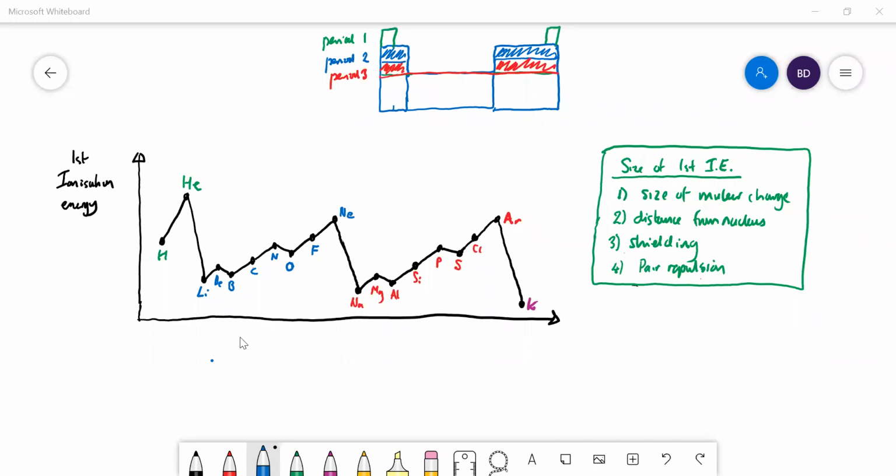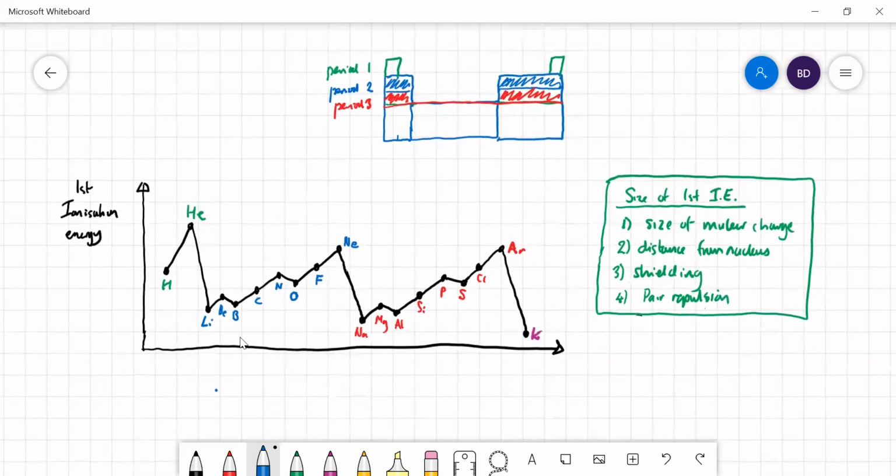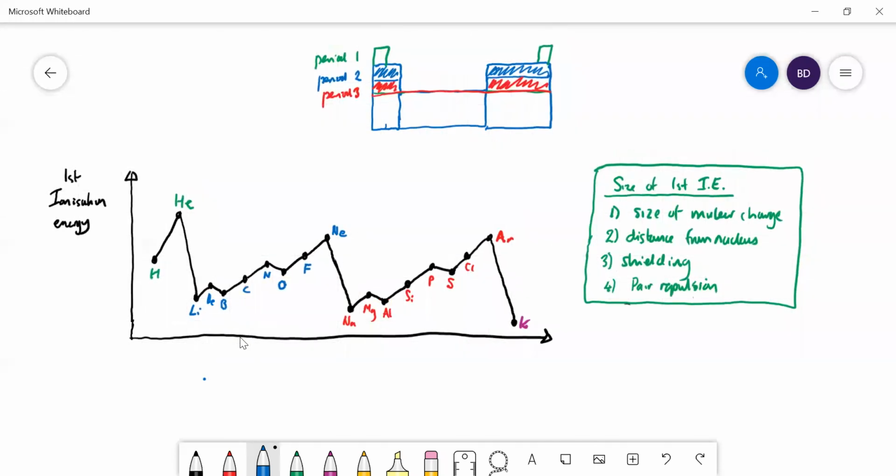Okay, a bit more about first ionization energy and the evidence that it provides for the existence of subshells. The reason I'm doing another video on this is because it is very much what they ask. The exam questions are always on these. Now let's have a look at my little periodic table at the top up there.